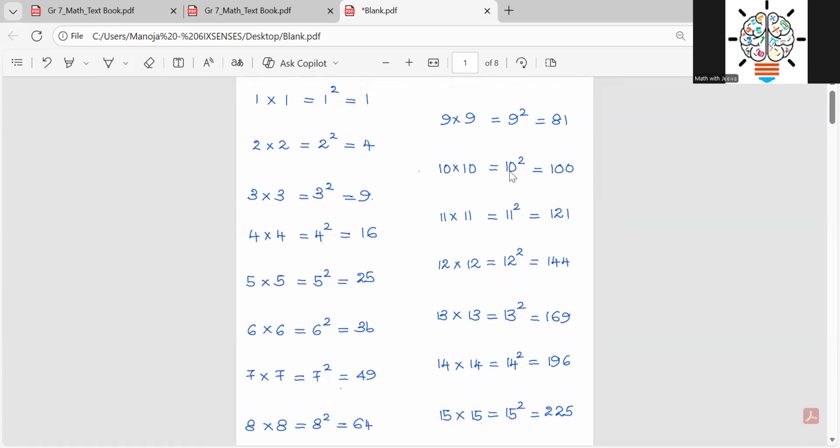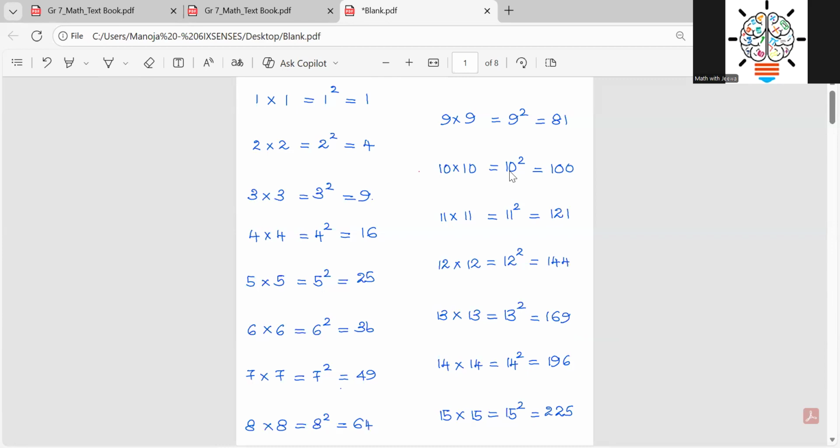So then 3 times 3, 9; 4 times 4, 16; 5 times 5, 25; 6 times 6, 36; 7 times 7, 49; 8 times 8, 64; 9 times 9, 81; 10 times 10, 100; 11 times 11, 121; 12 times 12, 144; 13 times 13, it is 169; 14 times 14, 196; 15 times 15, 225.